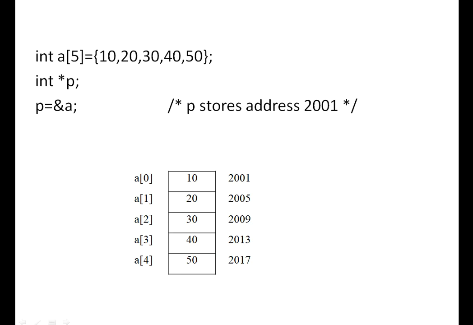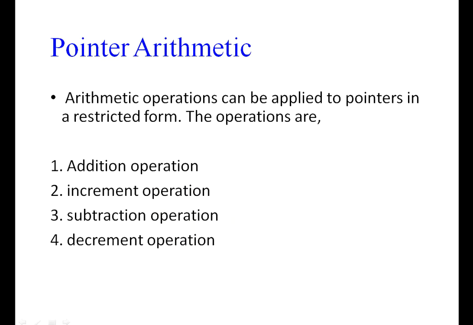What is p plus 1? Next address. What is p plus 2? What is p plus 3? From this, p plus 1, 2 and 3. For example, currently I'm at 2009. If this is p, what is p plus 1? Next address. What is p minus 1? Previous address. What is p minus 2? Yes, these are the operations of pointer arithmetic.